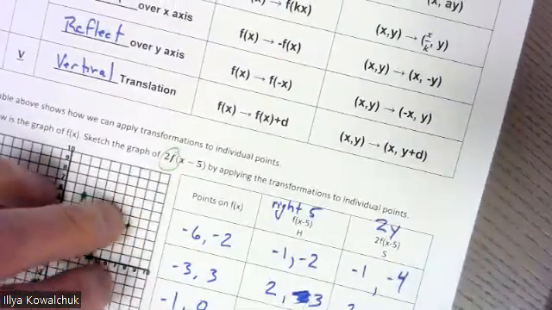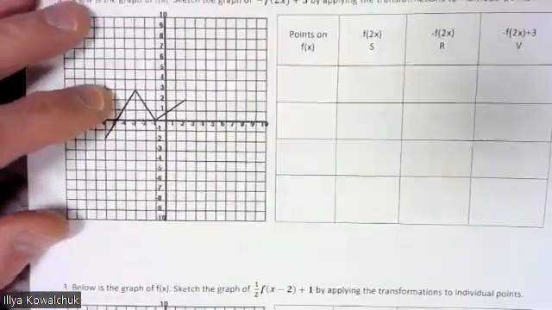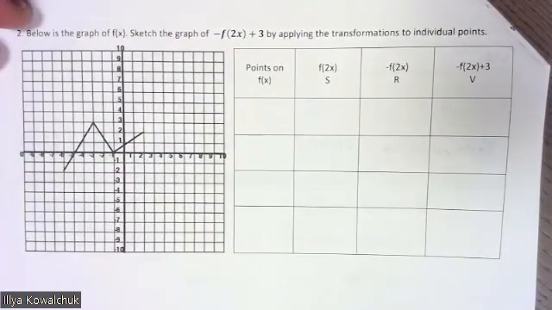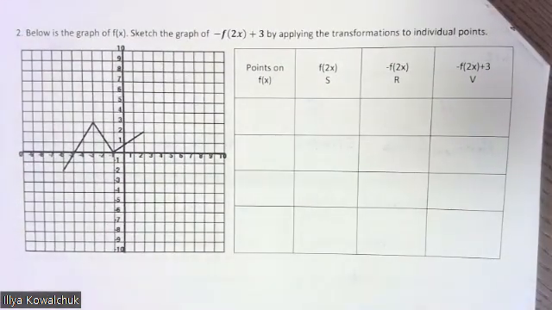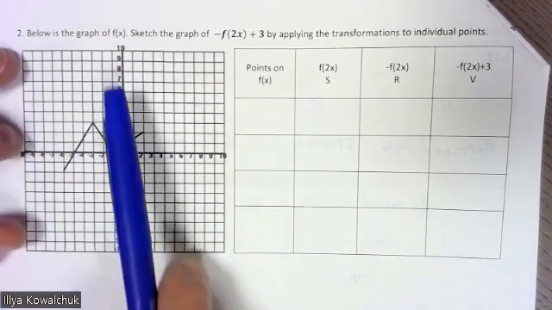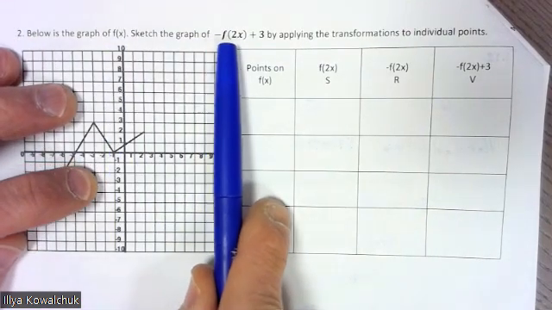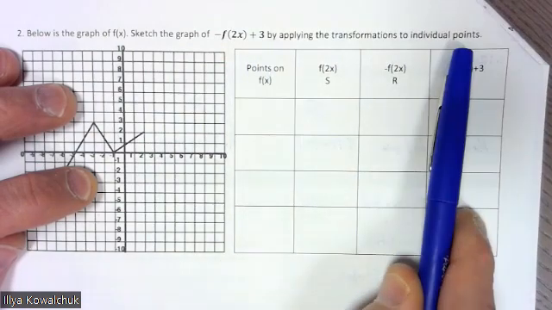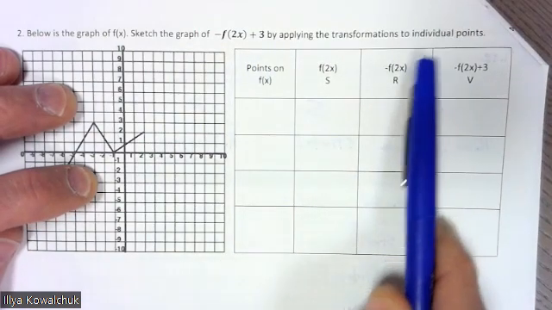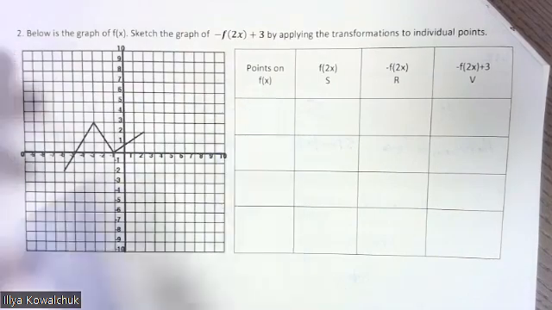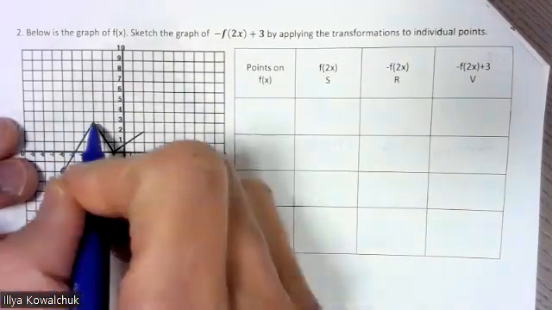All right, cool. Let's flip over. Now I'm going to do one more, and then I'm going to give you the chance to finish up on your own. If we look at this next one, what we've got is the graph of f of x. Now we're sketching the graph of -f of 2x plus 3 by applying the transformation to individual points. Here we've got our original points on f of x. I use the same graph, so we can just copy those points from before.